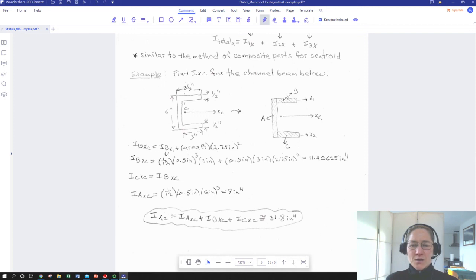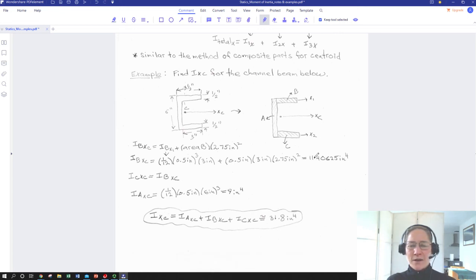And by symmetry, B and C are equidistant from x sub c. They're the same area, same shape. So I got 2 of the 3 rectangles, and then now I can just rotate to rectangle A about the x-axis, which happens to go through its centroid, so I don't have to use the method of composite parts. And so I just invoke the moment of inertia about the x-axis through the centroid of a rectangle, and get a value for that.